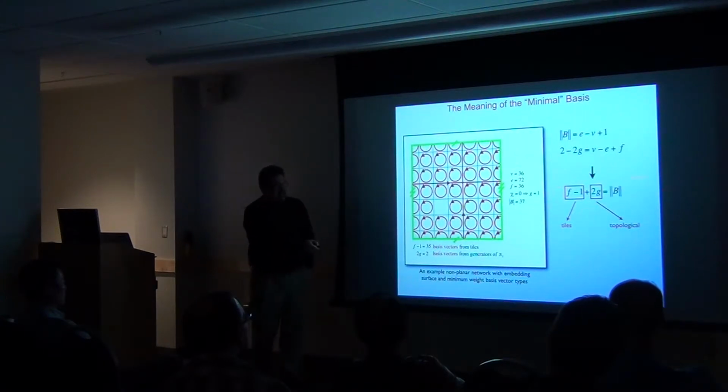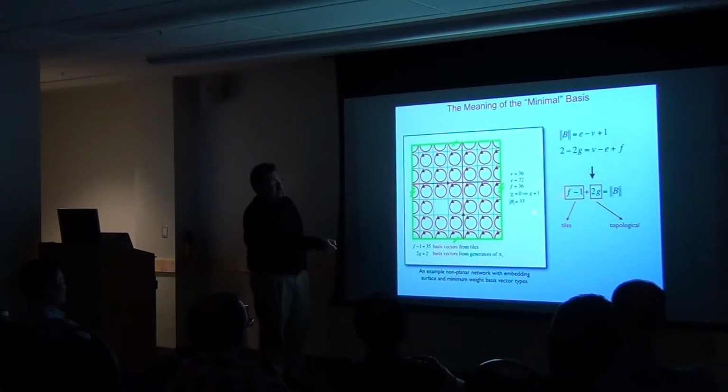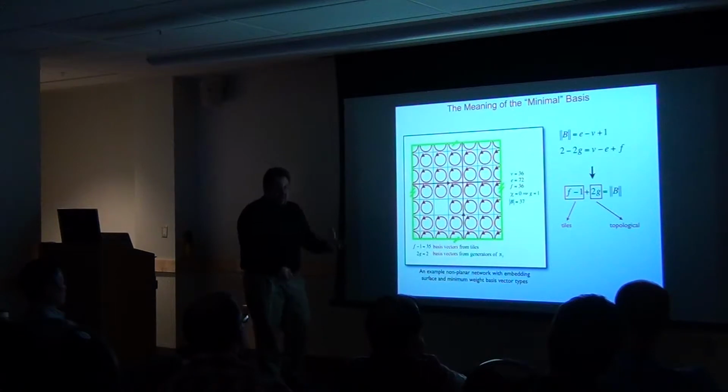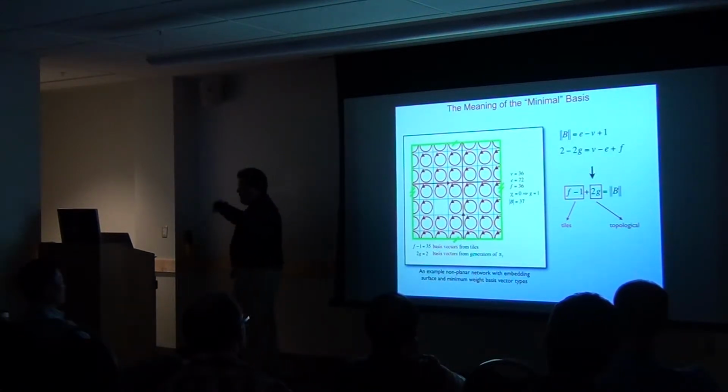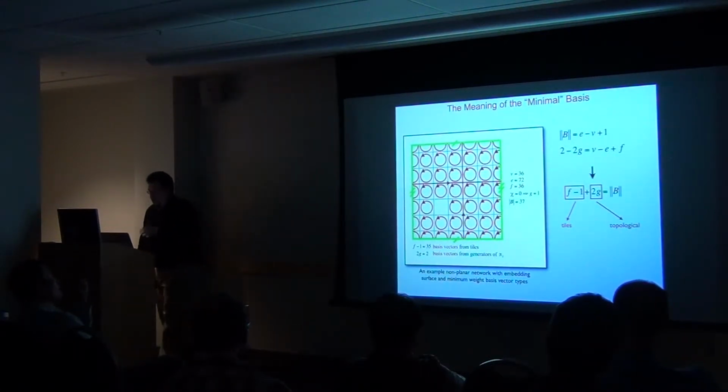So that's it. Right? We did the counting. We know how topology works. So we have tiles and we have these generators, these topologically derived cycles.